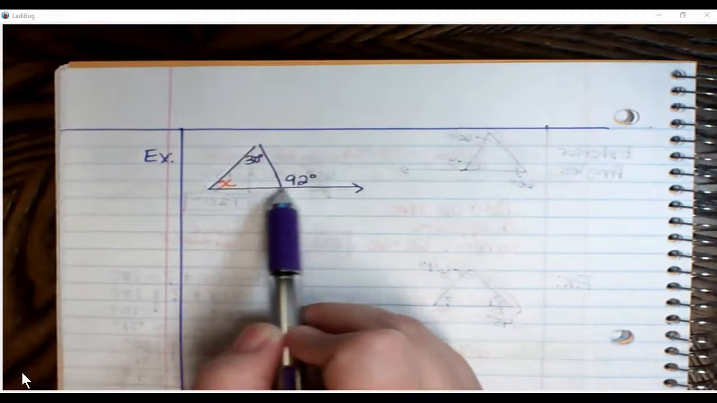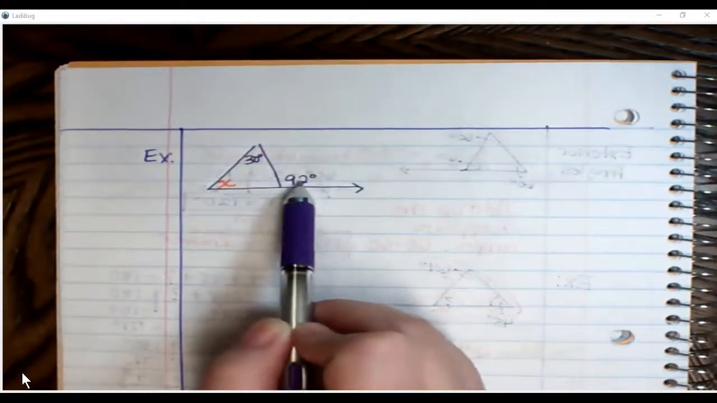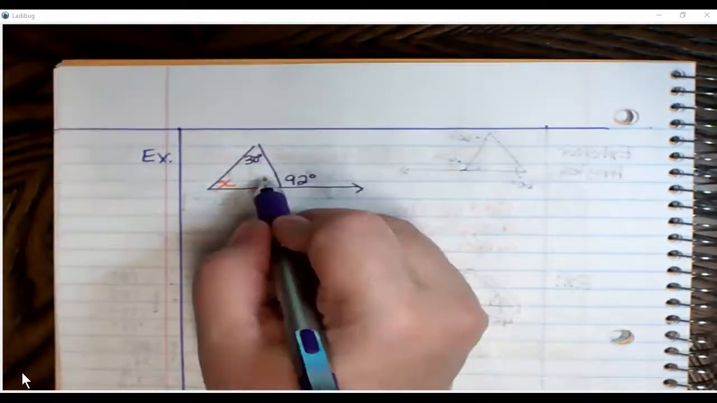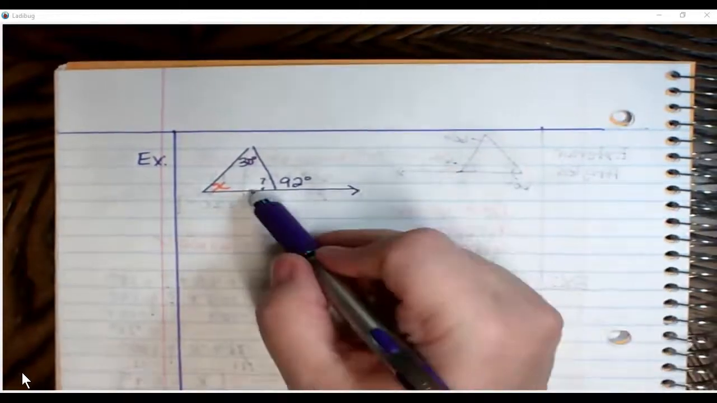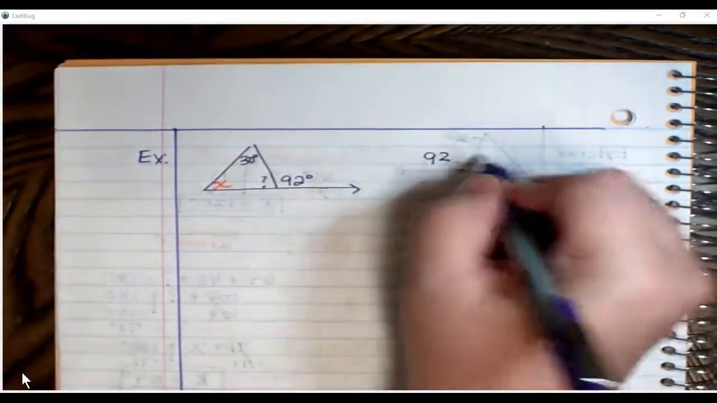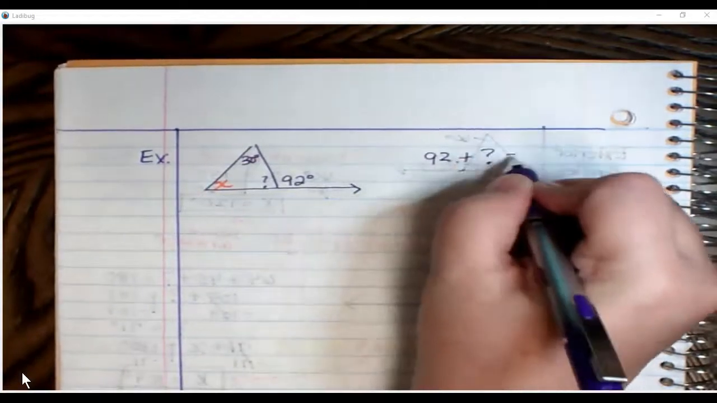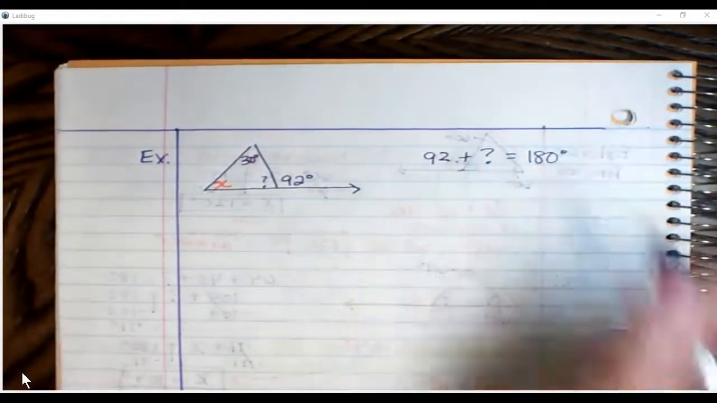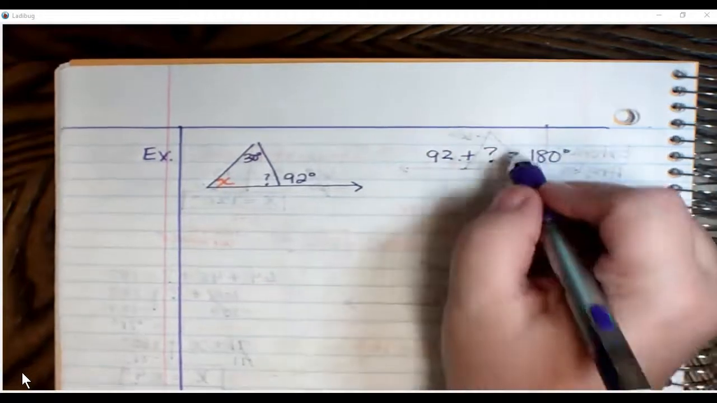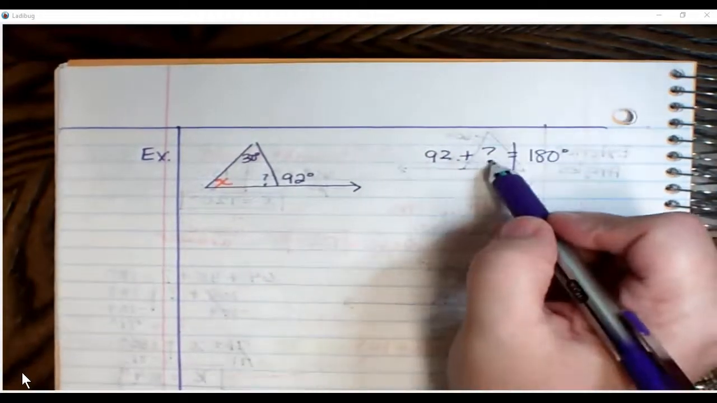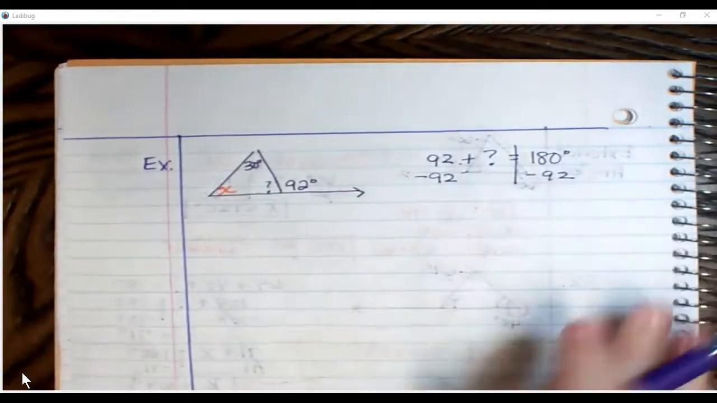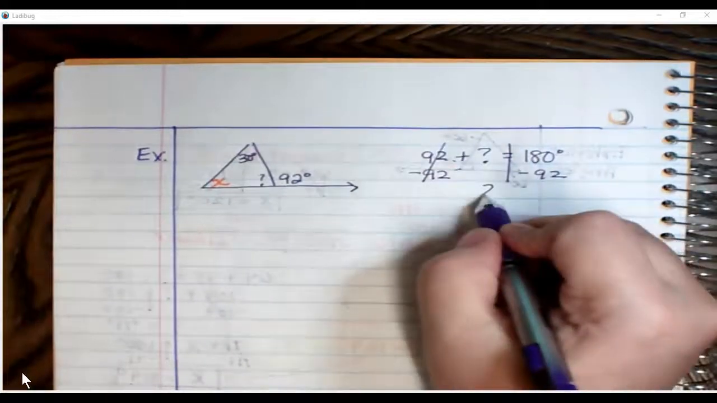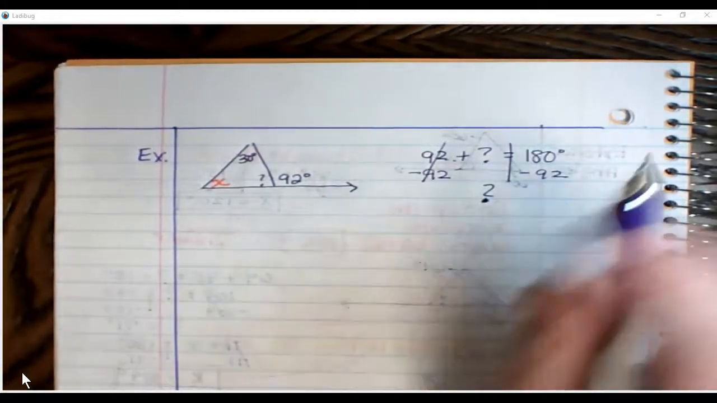Yes, look right here. It's a straight line, a straight angle. 92 plus this missing angle has to equal what? You got it, 180 degrees. That makes a straight angle. So 92 plus that missing angle has to equal 180. All right, let's solve it. I need to get that missing angle by itself. So I subtract 92 from both sides. My missing angle, that's a question mark.